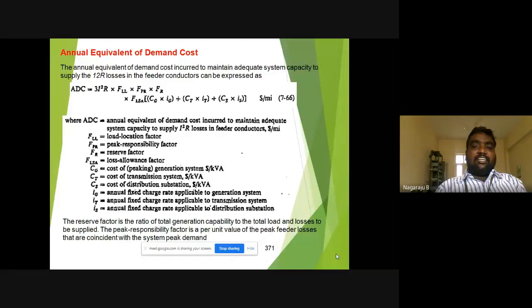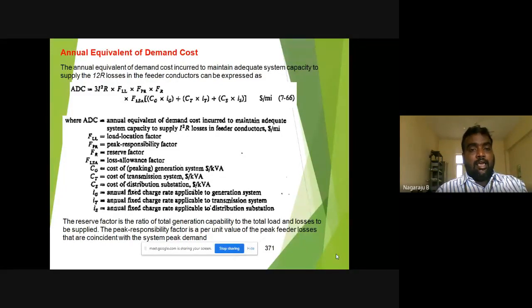I square R losses in the conductors can be expressed as: annual demand cost is equal to, this is the formula, 3 into I square R, which is nothing but the copper losses of the three phase, and load location factor into peak responsibility factor into reserve factor. We can represent reserve factor with FR. Peak responsibility factor is nothing but the FPR. Load location factor is nothing but the FLL.